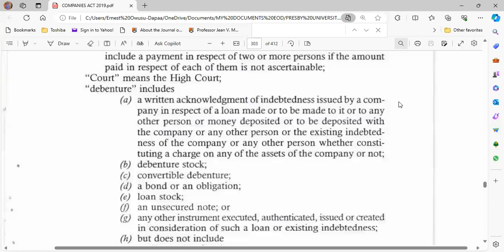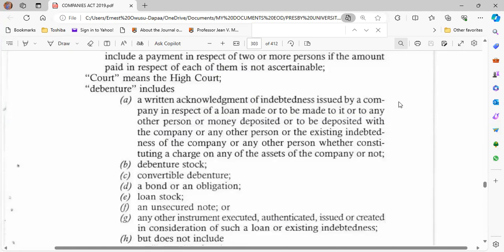Then we also have a convertible debenture. A convertible debenture is a debenture which may be converted to become a share, as it were. So they can transition from being a debt to a share. The holder will no longer be a debenture holder. The holder may become a shareholder, as the case may be.